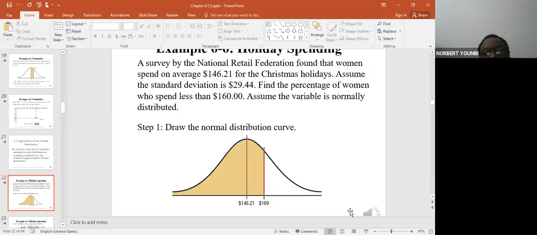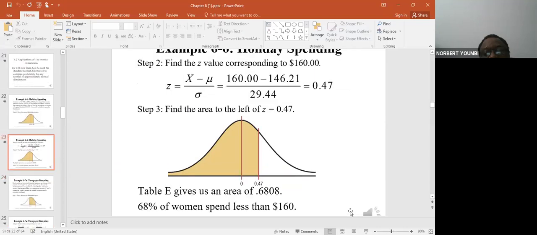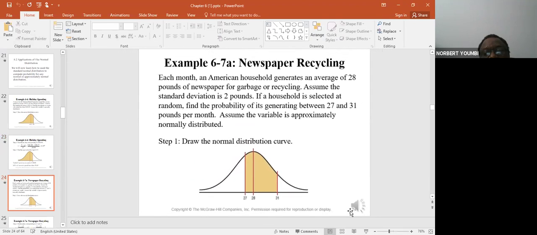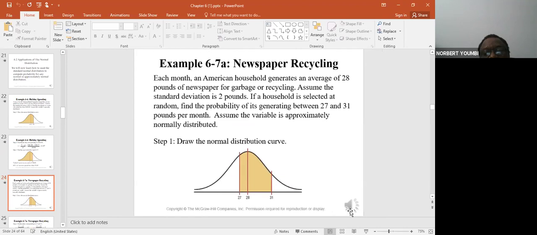So you can either use a calculator, either the Google calculator or the TI-83/84 calculator, or you read the table to answer questions about probability. Let's look at this other problem.